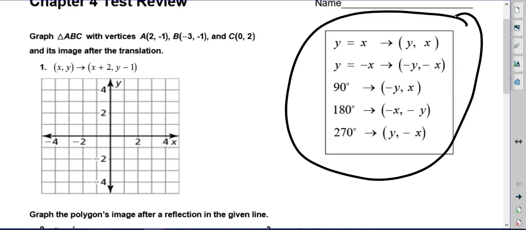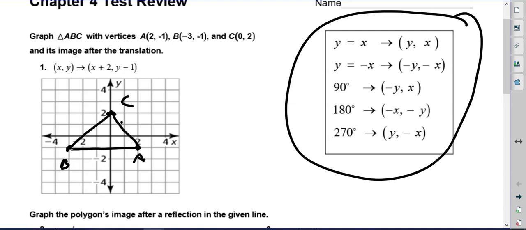Graph triangle ABC with vertices 2, -1. So that means right 2, down 1. -3, -1. So that's left 3, down 1. So this is my A, this is my B, and my C is 0, 2. Don't move left or right, just put a dot at 2. Straight up. There's C. Okay.